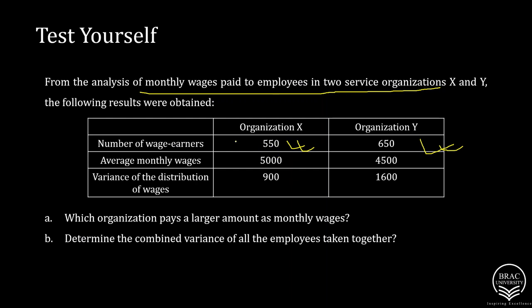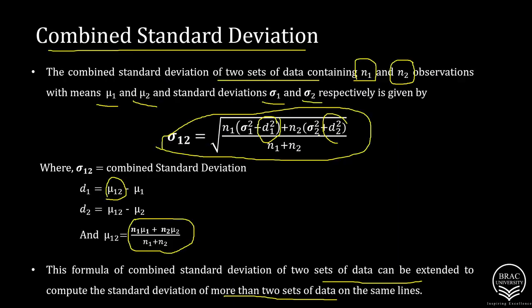So we get this is n1 and this is n2, and you can see the average monthly wage. So this is mu 1 and this is mu 2, and after that the variance is given. So we can say that this is sigma 1 square and this is sigma 2 square. So you now know the value of n1, n2, sigma 1, sigma 2 and the value of mu, and from mu you can calculate d also.